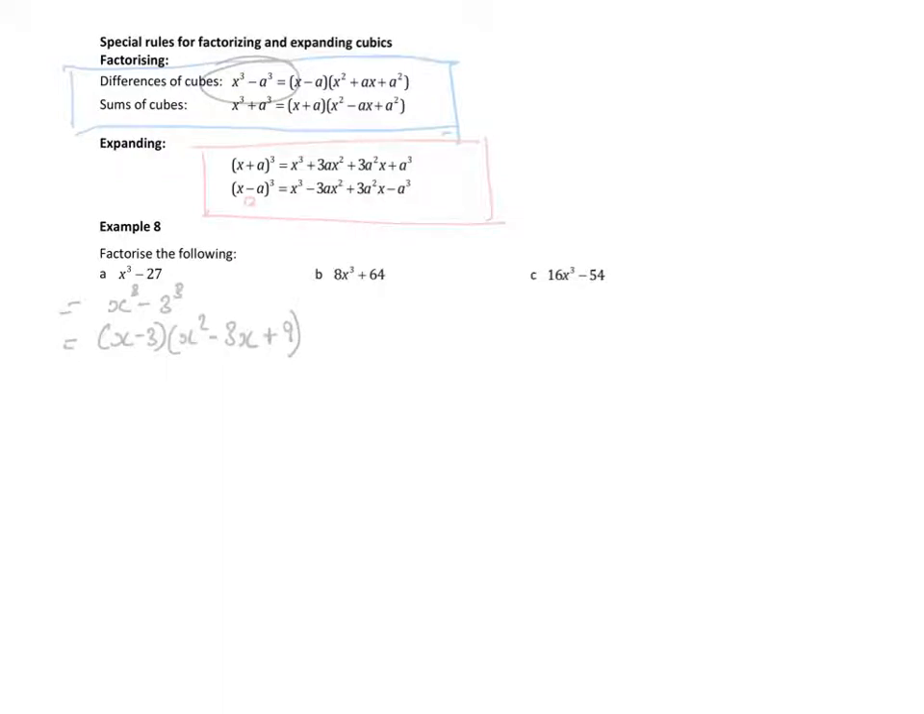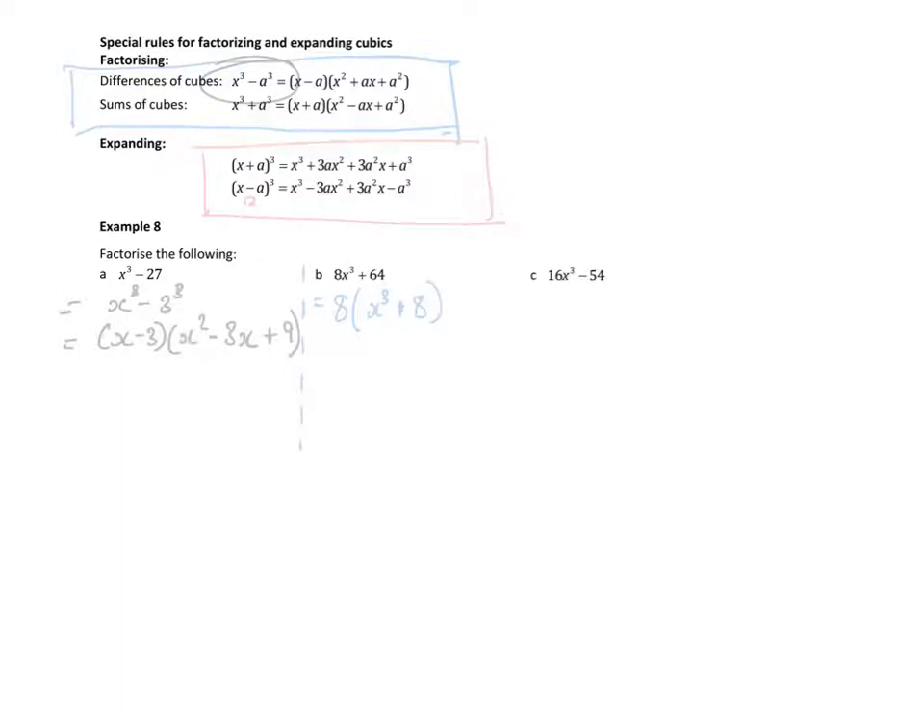Let's have a look at the next one. We're going to do exactly the same sort of stuff here, but this time if you can take out a common factor, because remember when we are factorising, let's see if we can take out a common factor first. That should always be your first step. So with this one here, I'm going to take out a common factor of 8, and I've got x cubed plus 8.